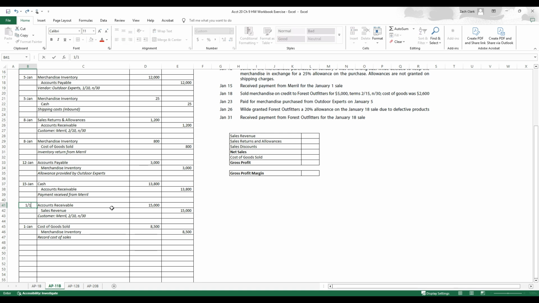And it was Forest Outfitters because it's just nicely formatted, and we got our 4 distinct lines, the combination of these things for our sale. And so now the customer is not Merrill anymore, but Forest Outfitters, and it's $215, so they get 2% if they pay us within 15 days, still net 30. It was $5,000, and the cost of sales for us on this one was $2,600.